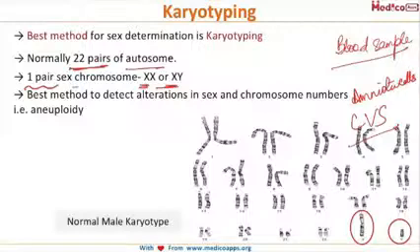Now this karyotyping is giving you the entire chromosomal pattern of any individual. So if there is any aberration in this chromosomal pattern, you can know that by karyotyping. So what is the aberration in the chromosomal pattern called? It is called aneuploidy. So this karyotyping is also the best method to detect aneuploidy. Now we come to the types of aneuploidies which are compatible with life.